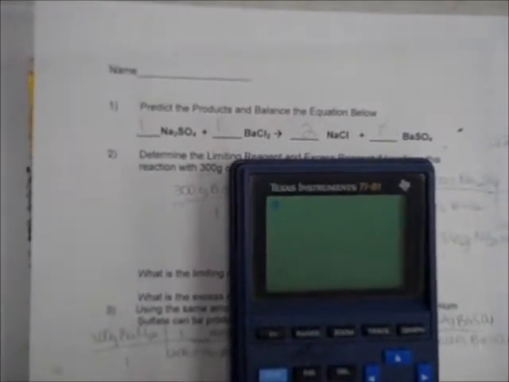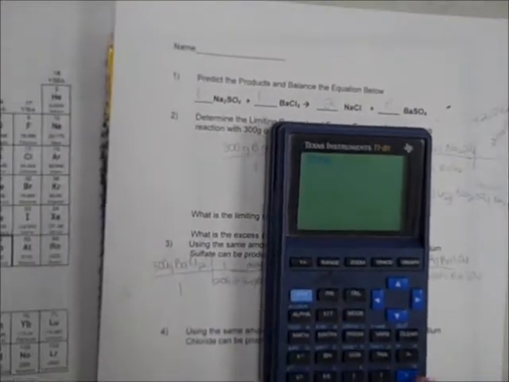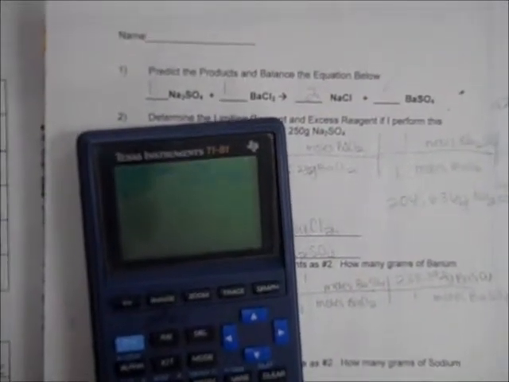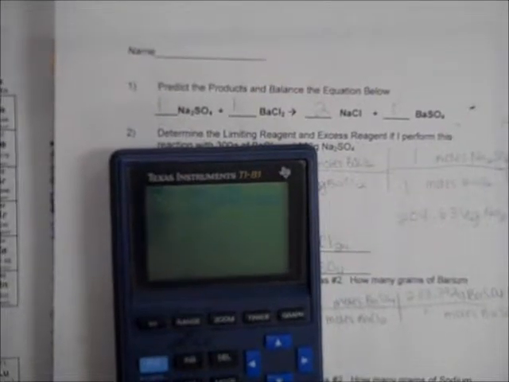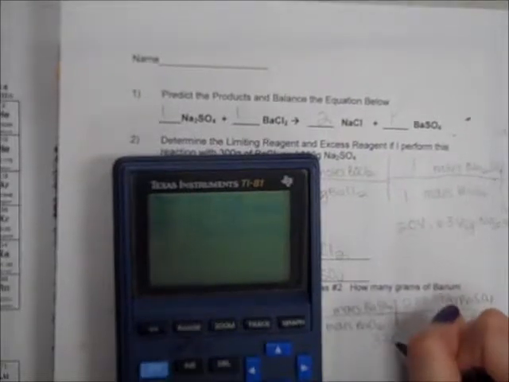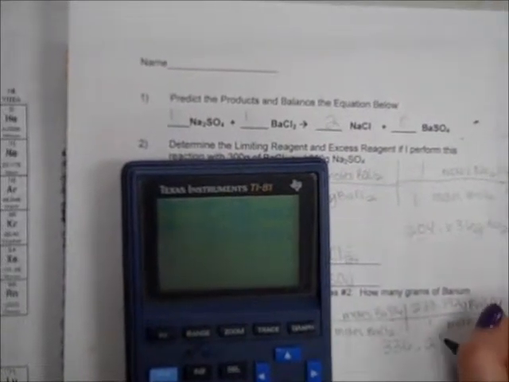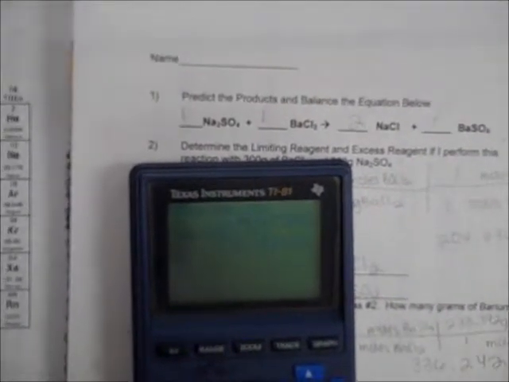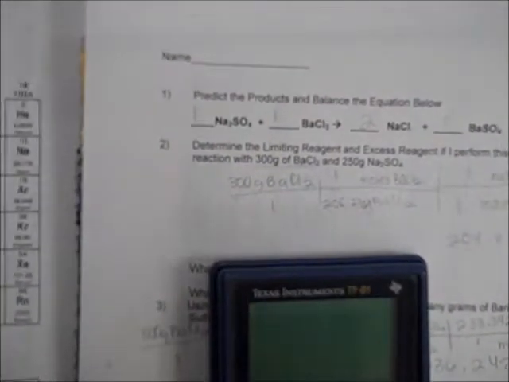And then you have to plug this all in the calculator. 300 divided by 208.236. Enter, times 233.392, and you get 336.24, and you estimate, you round up to 242. And then, grams of BaSO4.